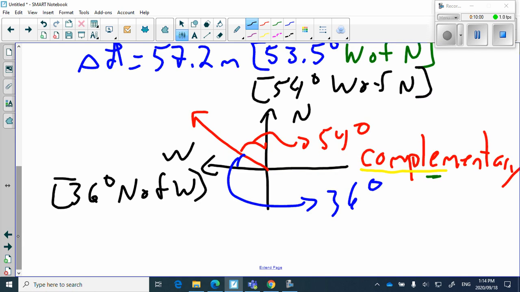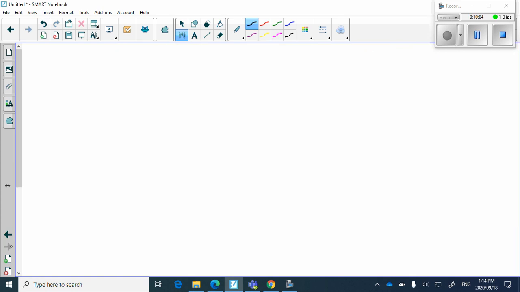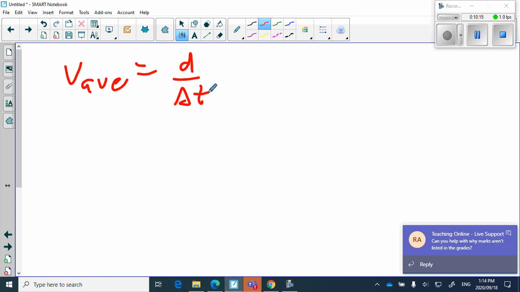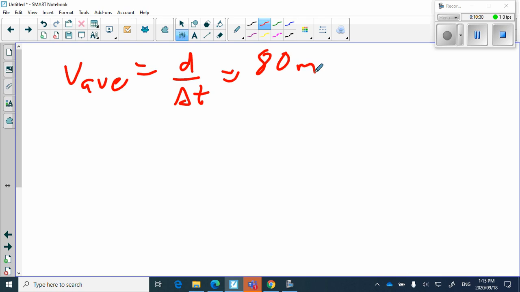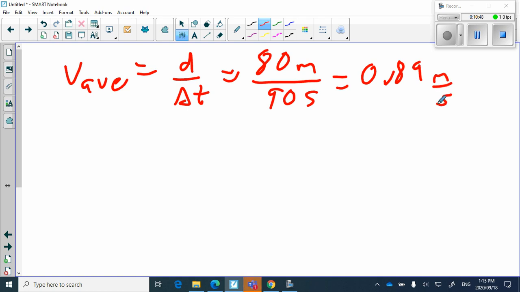Now they want us to find the average speed. So let's get a new page up here. The average speed. Well, speed average is a scalar. It's not a vector. So all I need is 34 plus 46 is 80, right? So there's your 80 meters. And it took 1.5 minutes, which is 90 seconds, right? And we get 0.89 meters per second. Notice this is a scalar. There's no direction to be had whatsoever.